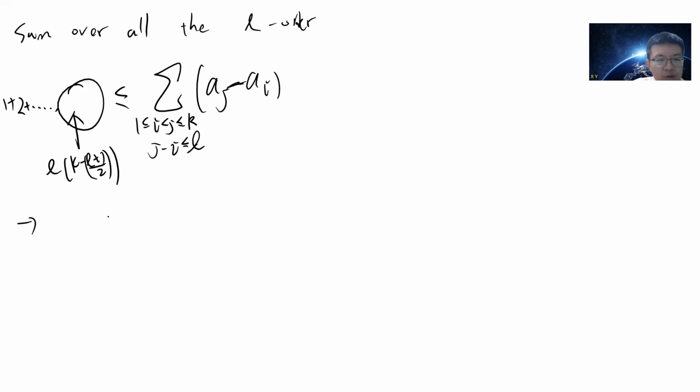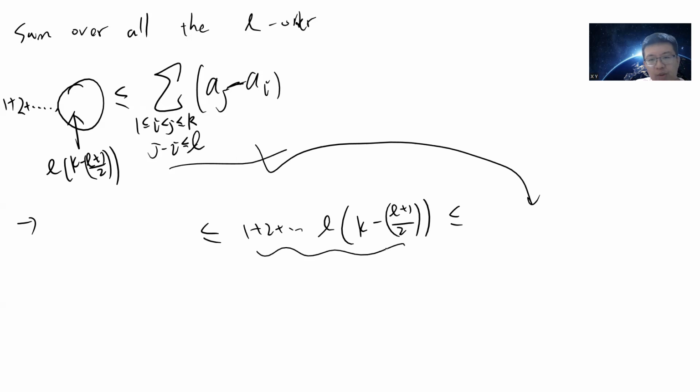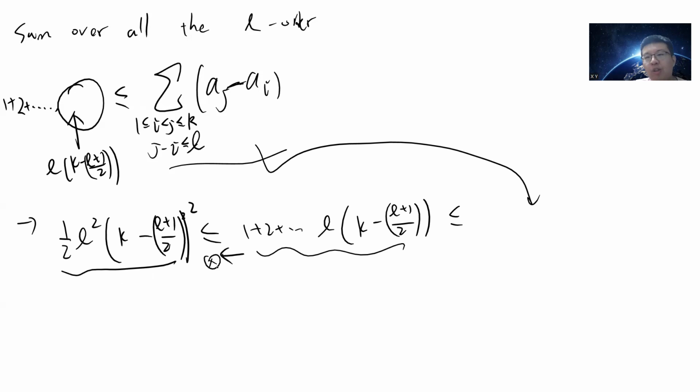You can get the following: you get 1 plus 2 up to L, times k minus half of L plus 1. This will be less or equal to this guy. And then this guy is basically another arithmetic progression. So you can sum over them. Then you can prove that it's greater or equal to L times half L squared, k minus (L plus 1) divided by 2, squared. Okay, so this inequality is just trivial. Okay. So we get the following.